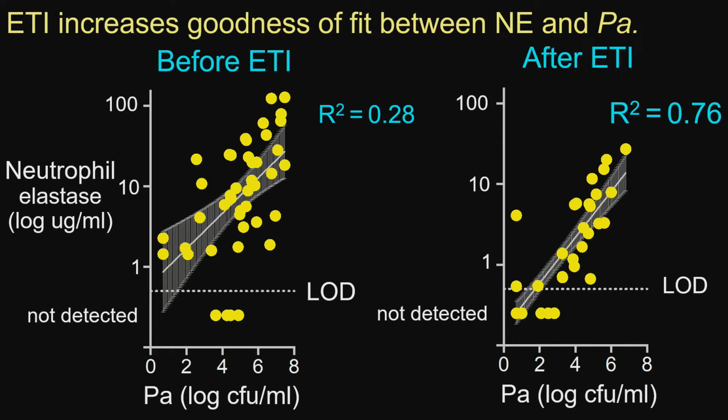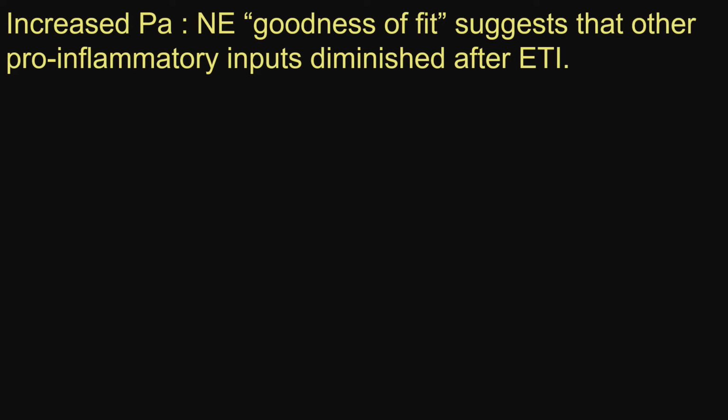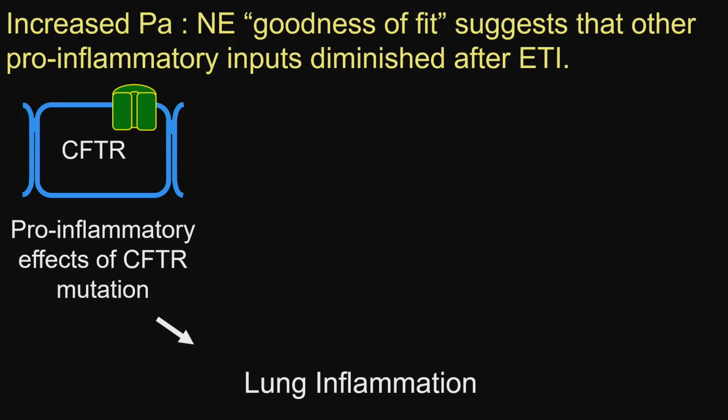First of all, the total neutrophil elastase levels are coming down. And secondly, what you can see is that there's a much stronger correlation, R value is now 0.76, between PA level and NE level. A better goodness of fit. So every log unit of PA better predicts the log unit of NE present in that lung region after ETI. And this, I think, has some interesting implications.